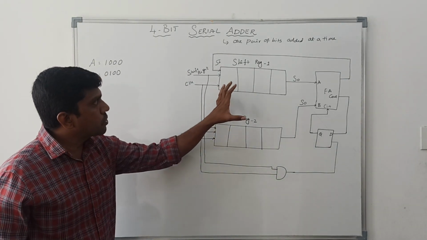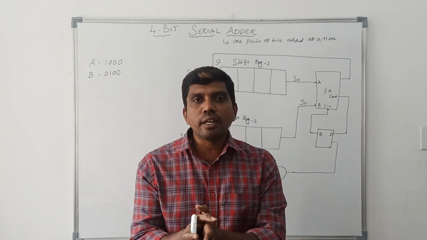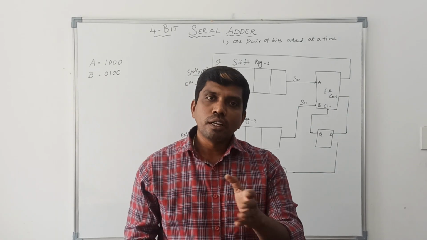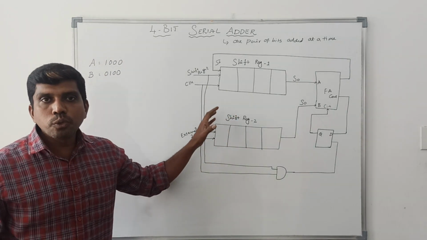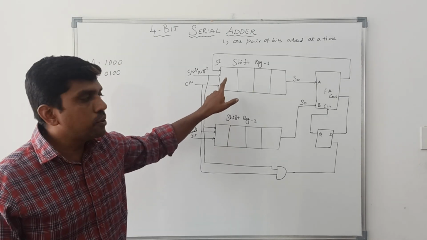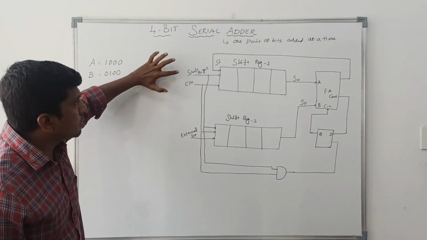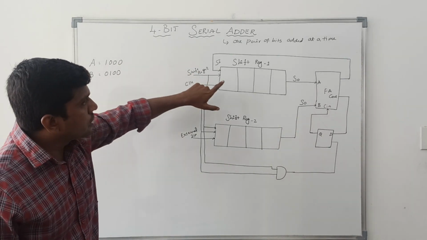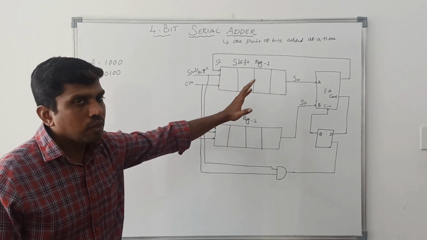What is the purpose of the shift register? A shift register stores the data and also shifts the content from left to right or right to left. In this structure we have two shift registers. Shift register 1 holds the A value, shift register 2 holds the B value. After getting the shift right and clock signals, the shift registers start to shift the data from left to right.